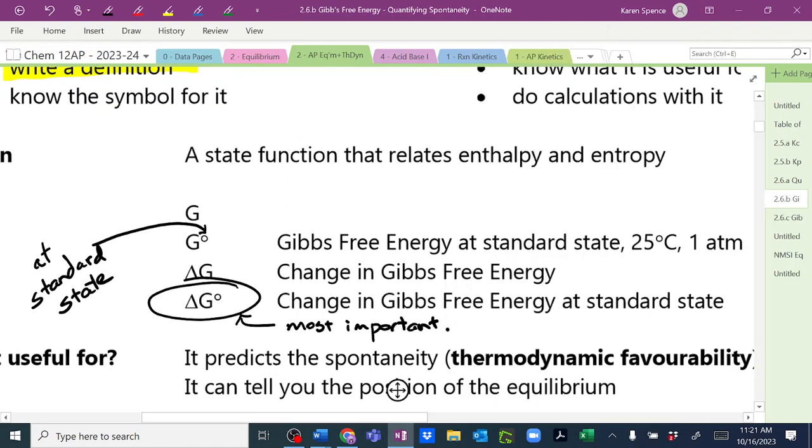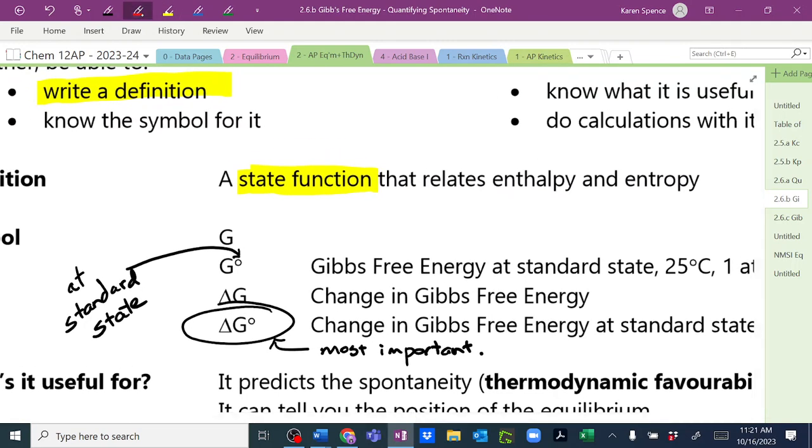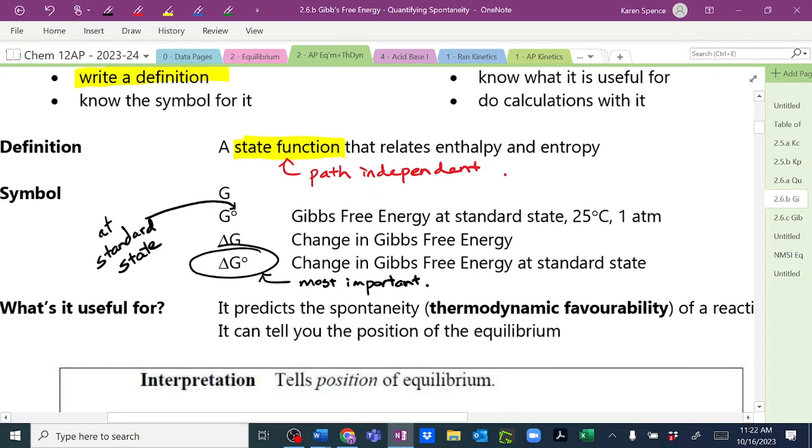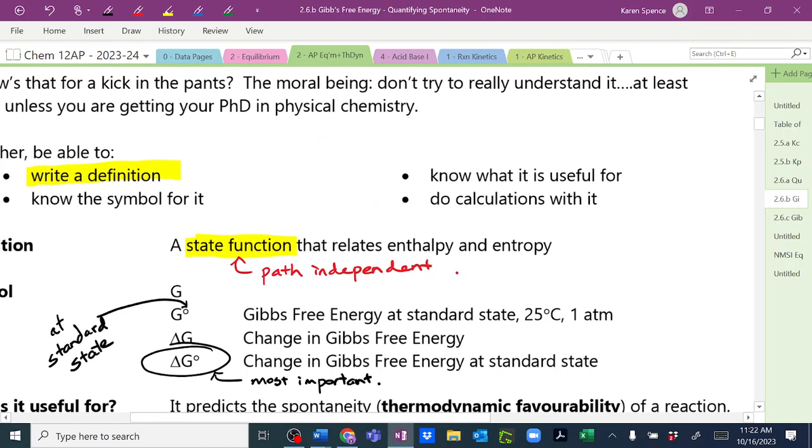So we need to know what its definition is. What does it mean that it's a state function? Tell your partner, what does it mean that it is a state function? Doesn't matter how you get from A to B, it's just the change in the two, okay? What is it useful for? That's what we need to know is, what is it useful for?